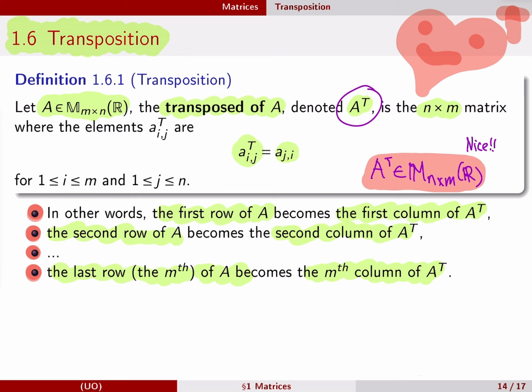If you're a row person, just take these rows and make them rise as columns. If you're more a column person, well, take these columns and make them lay down, if you are more of a romantic type person. All right, let's do some examples.